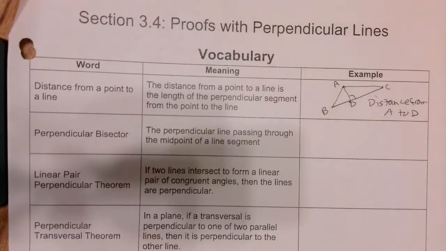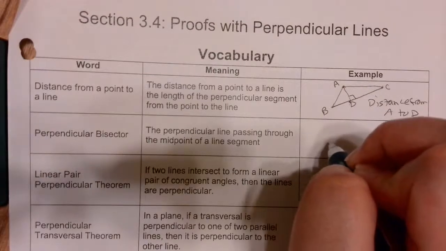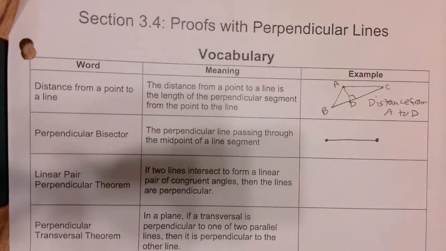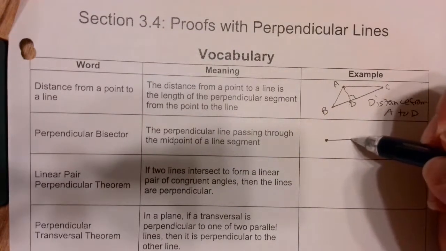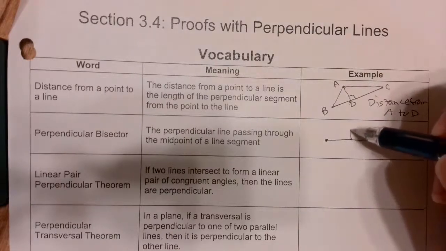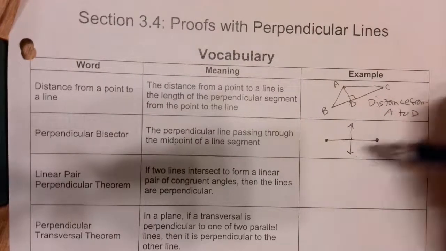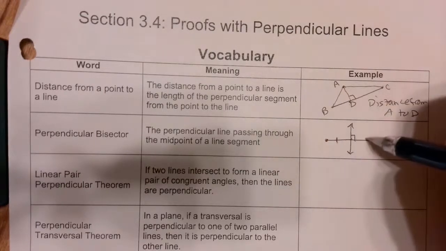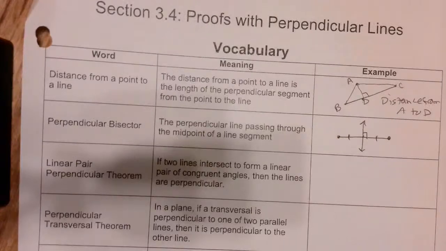Next vocab word, the perpendicular bisector. If you have a line segment, perpendicular means 90 degrees. Bisector means it's going through the middle. 90 degrees. Going through the middle means the two pieces are congruent. So this would be the perpendicular bisector. Perpendicular, 90 degrees. Bisector means it's going through the middle.